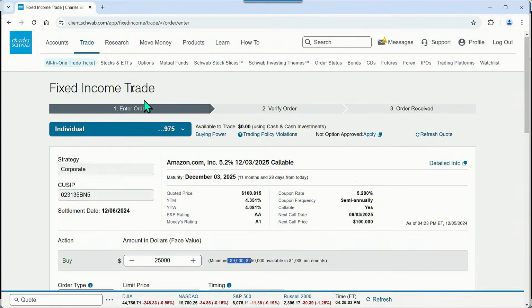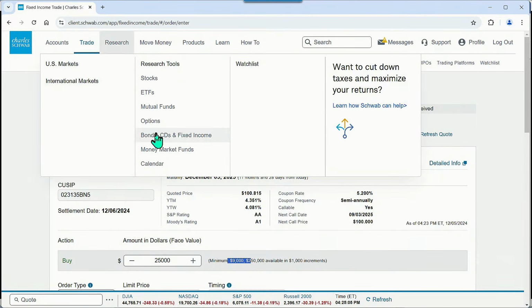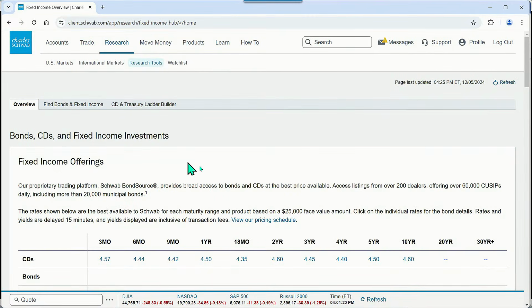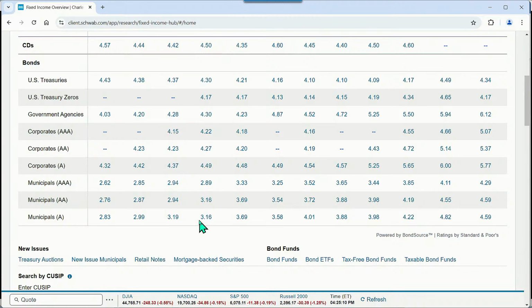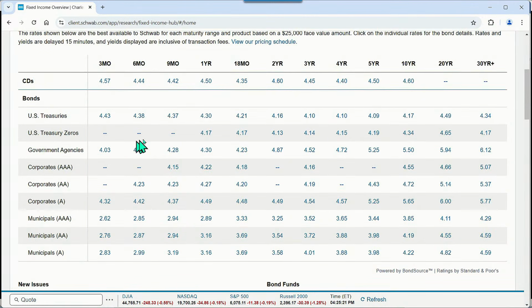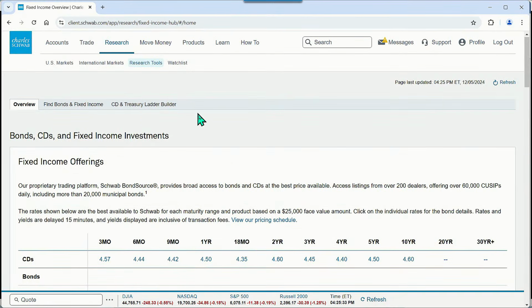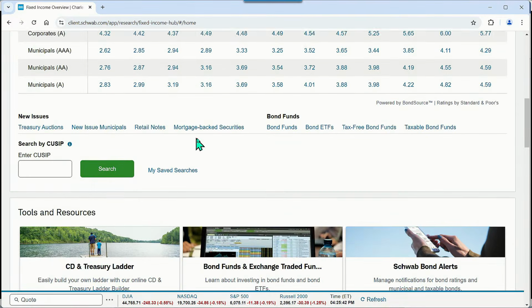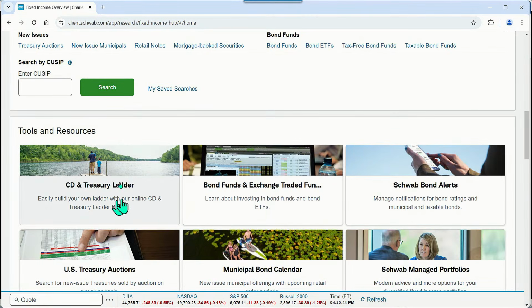Okay, let me go back to research, and let me go back to bonds here. Now, that was an example of buying an individual corporate bond with an A rating. You can do a similar thing with treasuries if you want. But another approach here is to do a treasury ladder. To get to the treasury ladder, there are different ways you can do that. One is you can click right here on this page, CD and Treasury Ladder Builder. And you can go down here as well.